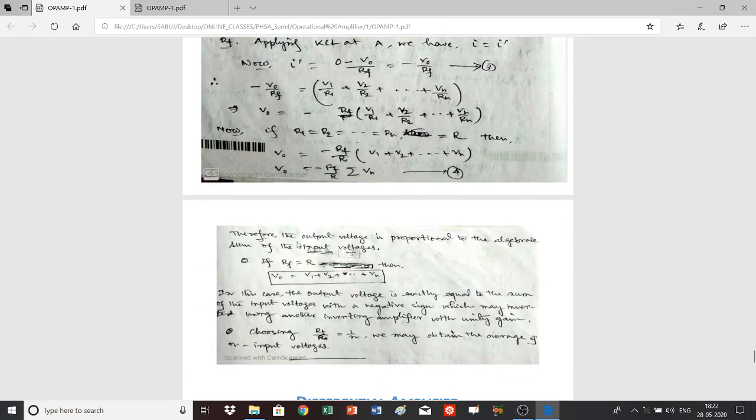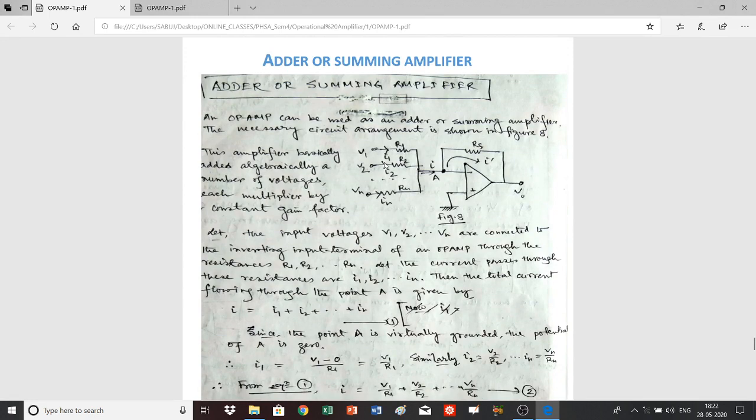Now further, we come to another two points. Number one, if RF by R is made equal to 1 by N, then the output V0 will be minus of V1, V2, V3, etc. divided by N. That means this will be the average of the input voltages. So this amplifier can then be used to average the input voltages.